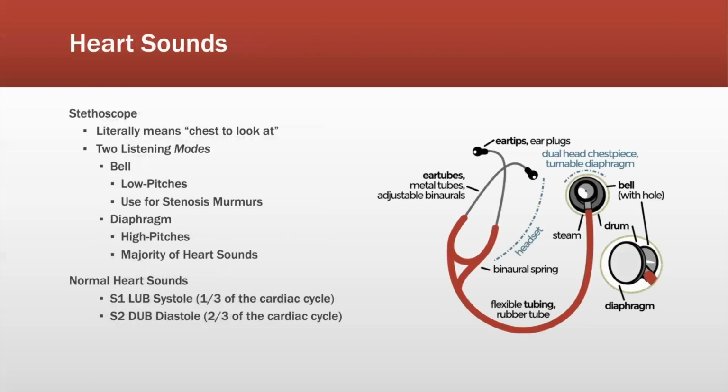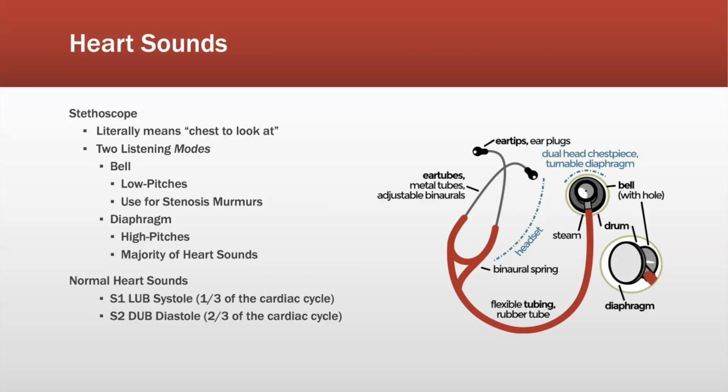All right, so this is a little introduction to your stethoscope. We all know how a stethoscope works, but it literally means to look at the chest. So you have two listening modes: the bell and the diaphragm. The bell is good for low pitches and for stenosis murmurs, and the diaphragm is good for high pitches or the majority of the sounds of the heart.